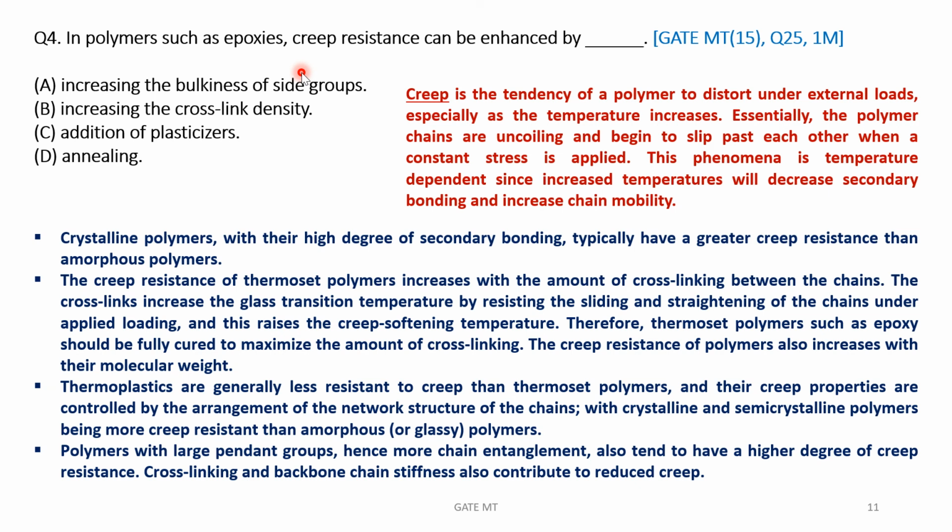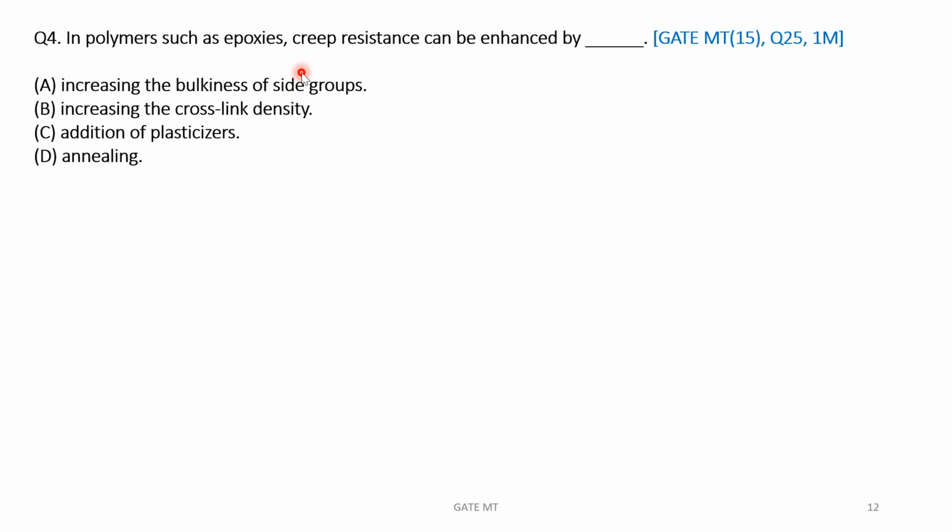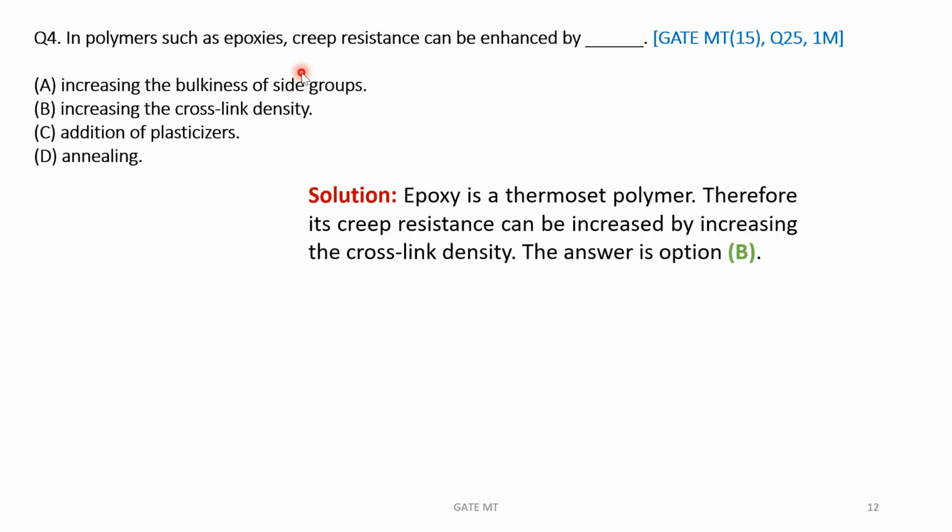So whatever we have to keep in mind, we need to increase the glass transition temperature, size of the pendant group, then increasing the cross-linking in case of thermoset polymers, then increasing the backbone stiffness, etc. These are some of the ways in which polymer creep resistance can be improved. So in our case, our polymer is epoxy. It is a thermoset polymer, and by increasing the cross-link density, glass transition will increase. At the same time, untangling will increase, softening temperature will increase, and therefore creep resistance can be improved. Therefore, our answer is option B.